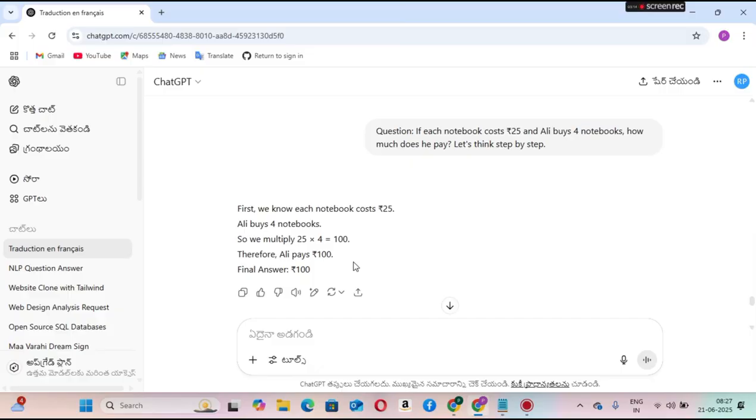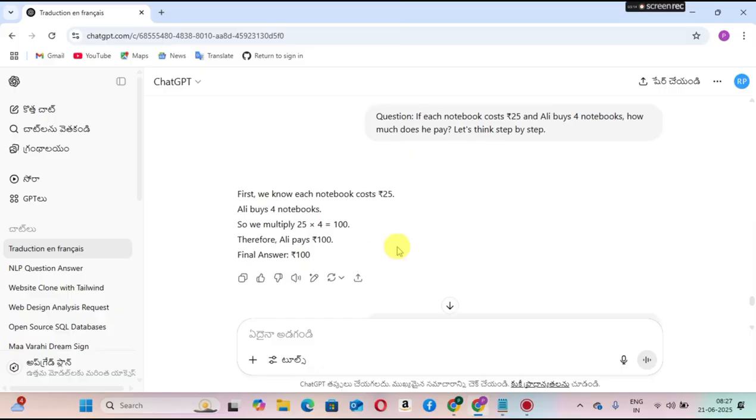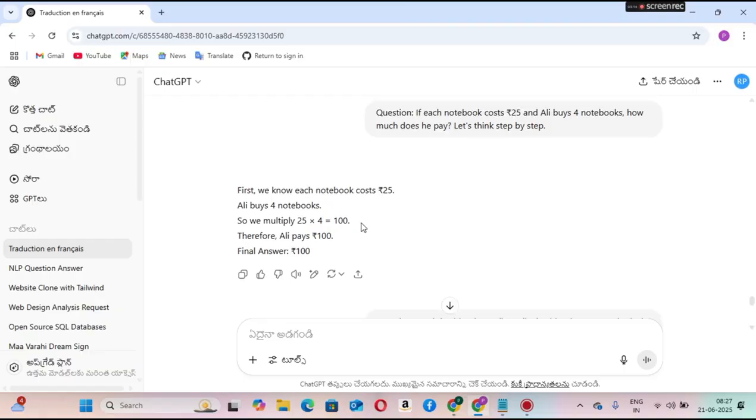So here the model breaks the problem into smaller parts, that is price per item, number of items, and multiplication. So this gradual breakdown mimics human reasoning. So this is the essence of chain of thought prompting. It helps the model slow down, think logically, and reduce errors, especially in multi-step problems. So in this example, we haven't given any examples, but you can give examples that include step-by-step solutions to use that pattern to solve new math problems.